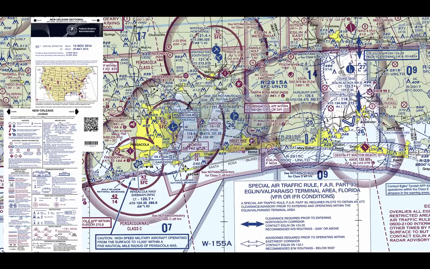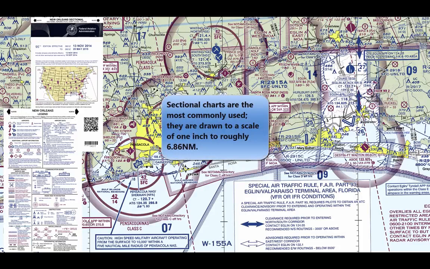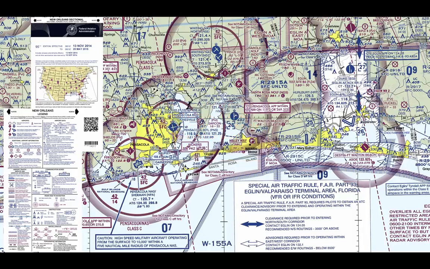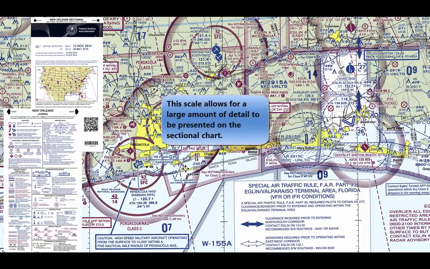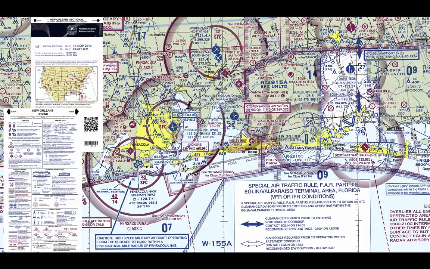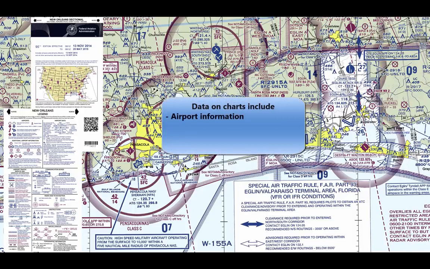Sectional charts are the most common charts used by pilots today. The charts have a scale of 1 to 500,000. 1 inch equals 6.86 nautical miles (nm), or approximately 8 statute miles (sm), which allows for more detailed information to be included on the chart. The charts provide an abundance of information, including airport data, navigational aids, airspace, and topography.